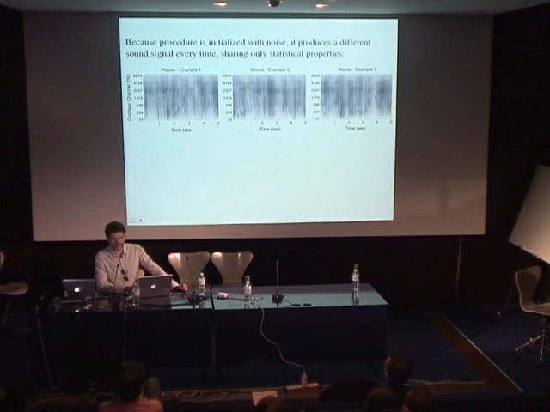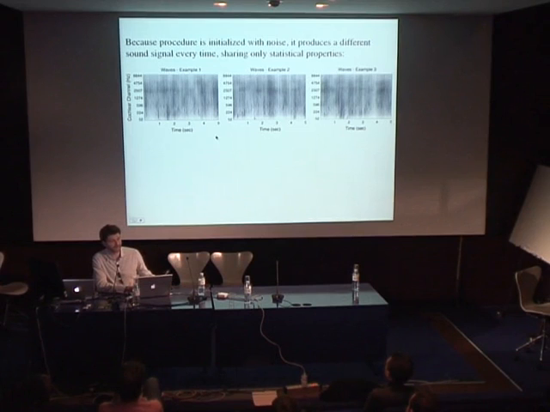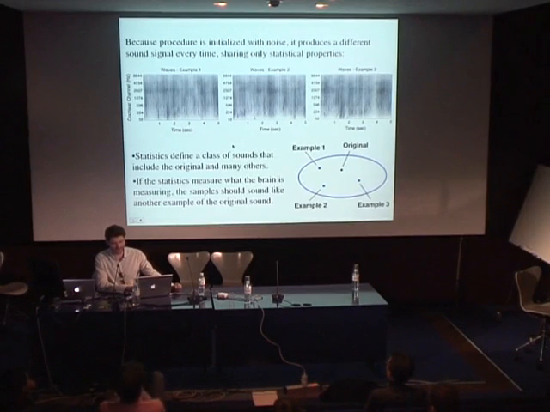Moreover, because the procedure is initialized with noise, it produces a different sound signal every time that shares only the statistical properties. So here are three spectrograms of examples of waves that were synthesized from the same set of statistics. And again, you can see visually that they're physically distinct. So the idea here is that the statistics define a class of sounds that include the original, but also many others. And when you do the synthesis, you're generating one of these other sounds.